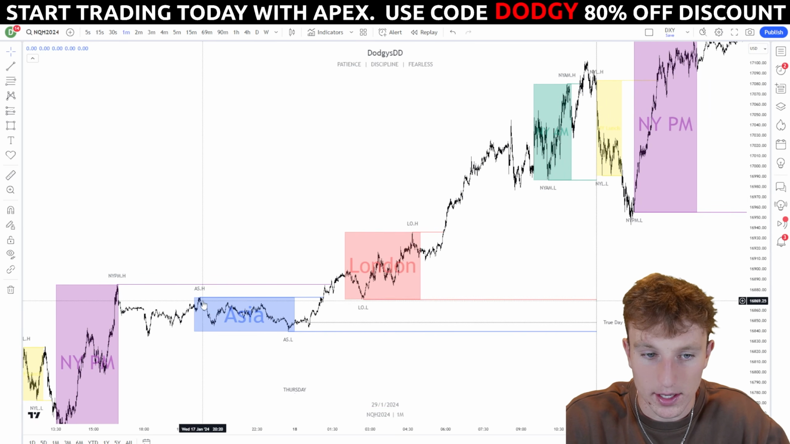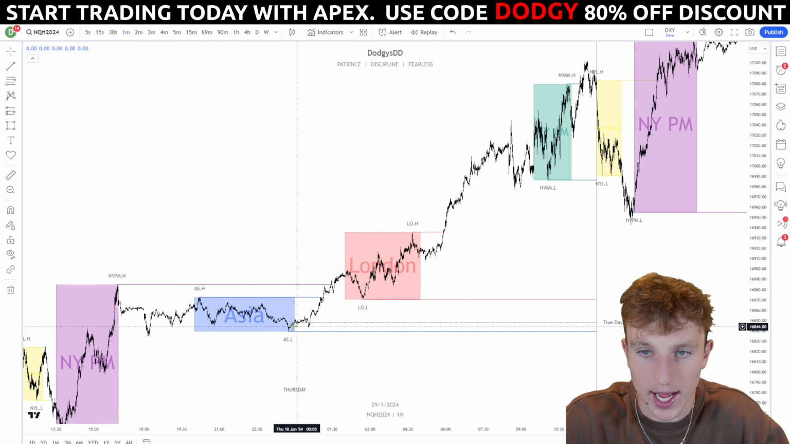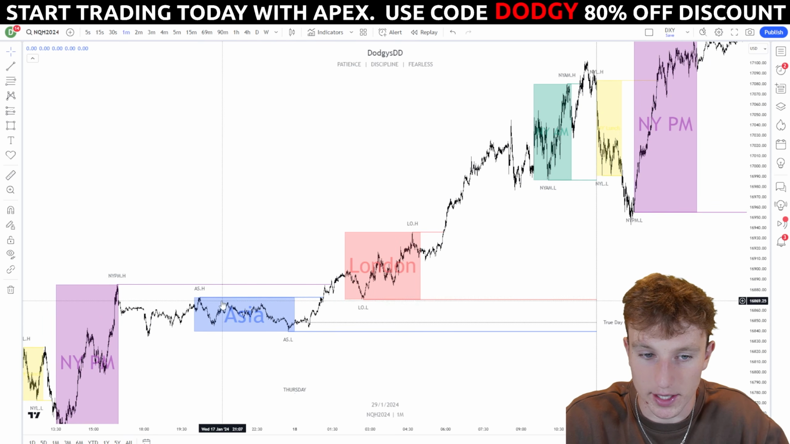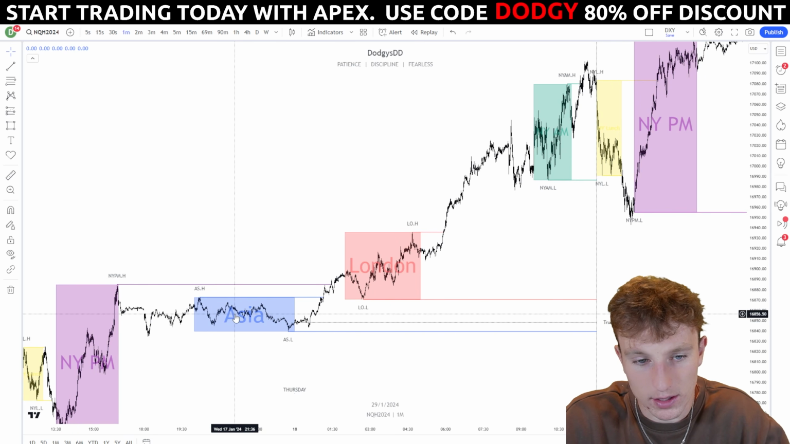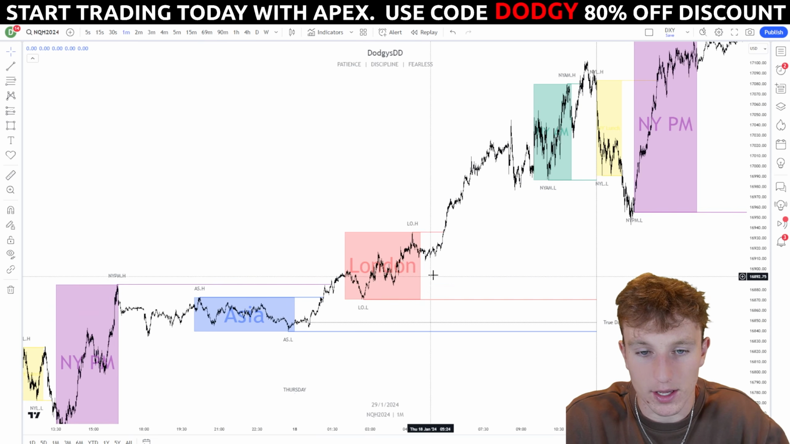Asia right here. Now this is true consolidation. I like this. This is true consolidation because it's such a low range. It's about a 30-point range, which is a little higher than normal, but not too bad.